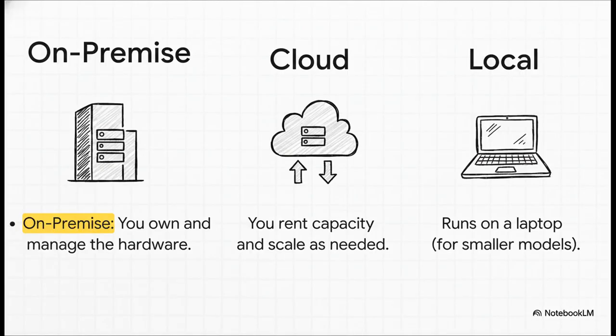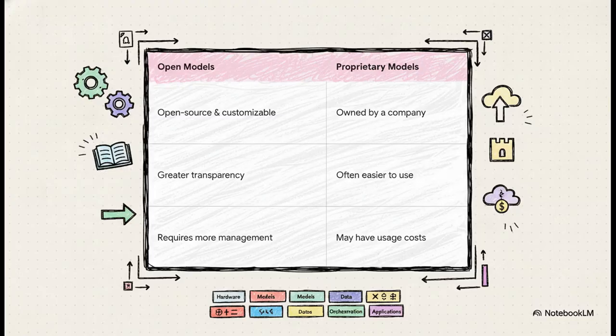And you've basically got three main choices for where this hardware actually lives. You could go on-premise, which means your company buys and manages its own super powerful servers. Or you could use the cloud, just renting what you need from a provider and scaling up or down whenever you want. And, for some of the smaller models, you might even be able to run it locally on a really high-end laptop.